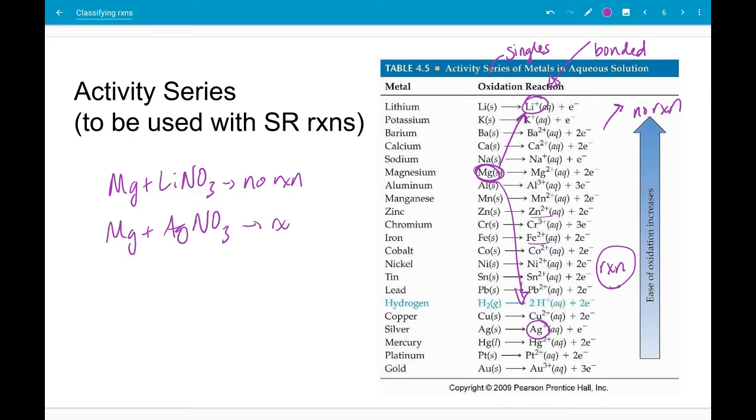The activity series is another thing that you're allowed to use on an exam. And so I will have a printable copy available for you as well on Classroom. So single replacement, just be careful with those.